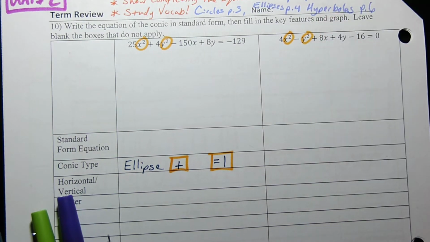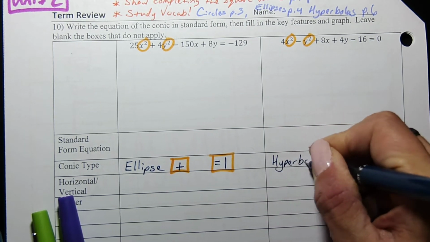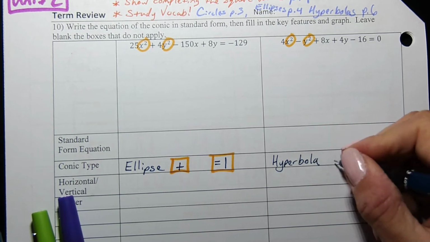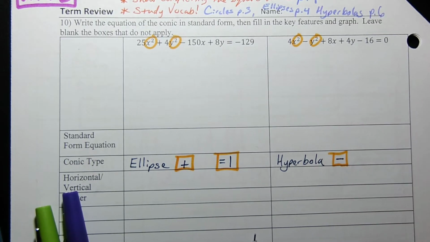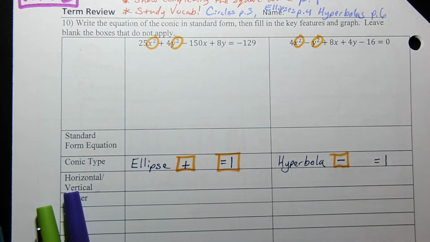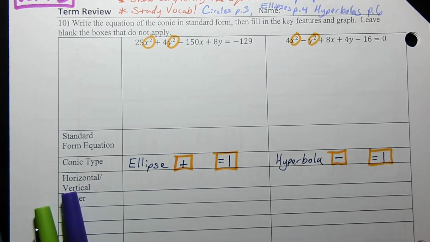We got x squared and y squared, different coefficients and different signs. What is it? Hyperbola. So minus in the standard form equation, and hyperbola equations are also equal to 1. The hardest part about this unit is how annoyingly similar these two conic sections are. There's a lot of similarities, but those differences are what can make these problems tougher.